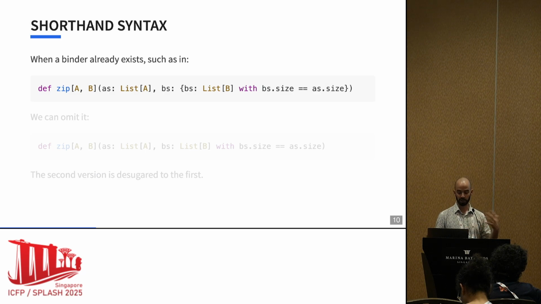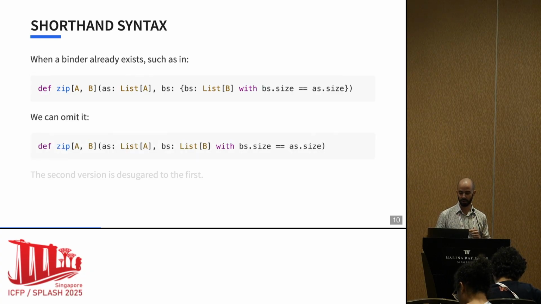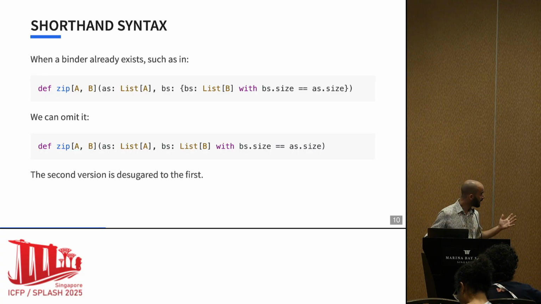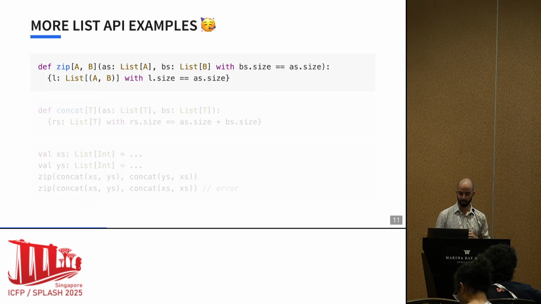We also have a shorthand syntax. So if we have this example of zip here, with the full syntax, the long form syntax, you would need to repeat the BS binder here inside the curly braces. However, we already have a binder, we already have a name for BS, so you can just omit the curly braces and the binder altogether and just write the qualified type like that. So you can reuse the BS binder that already exists. Okay, so that was an example for zip.